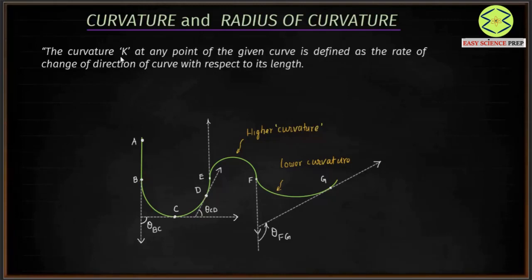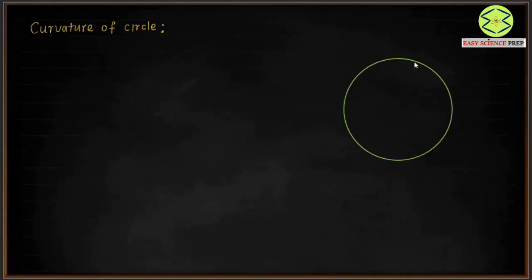So friends, to understand the concept of curvature, let's take an example of a circle. Considering a given circle over here, we would like to find out the curvature of the circle. Considering a point A on the circle, and this is the center of the circle. Now the direction of the curve of the circle is given by this tangent. So this tangent represents the direction at point A.